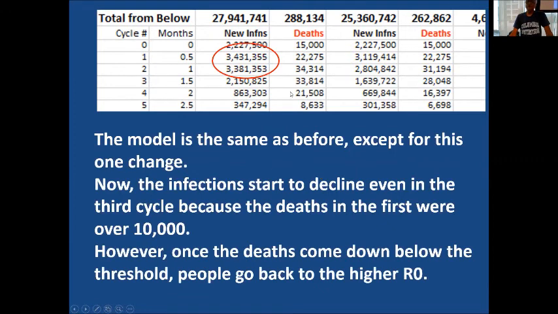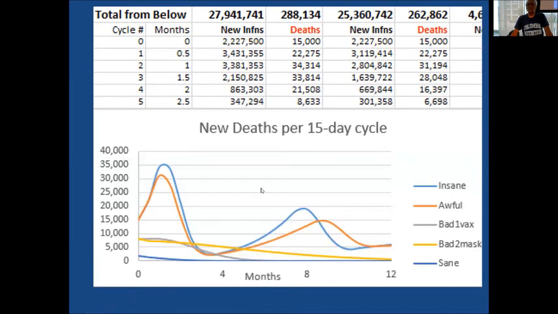However, once the deaths come down below the threshold, by this model, people will stop doing these extra precautions and will go back the way things were. And so that can lead to overweight. So this is what we have. It rises and then it falls because people change their behavior. But then after a while, the deaths go below some count.